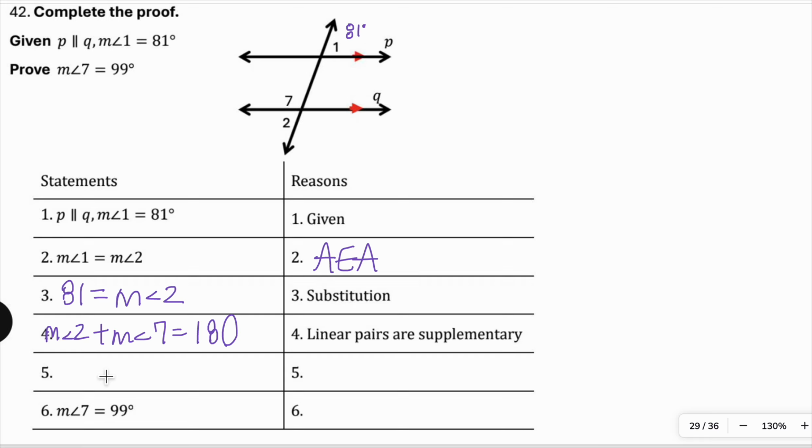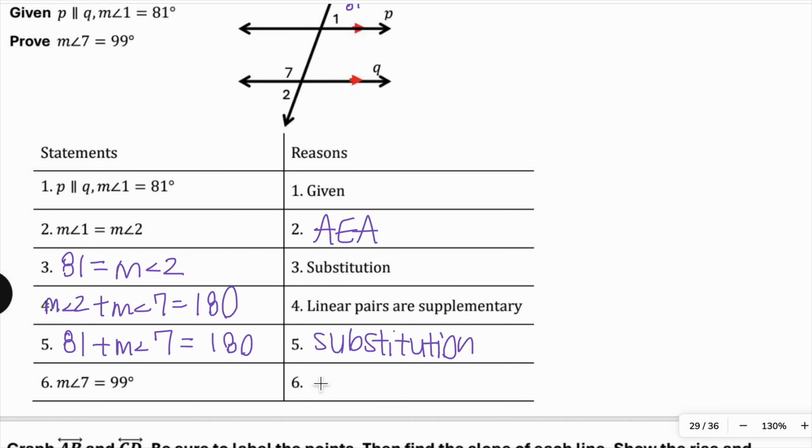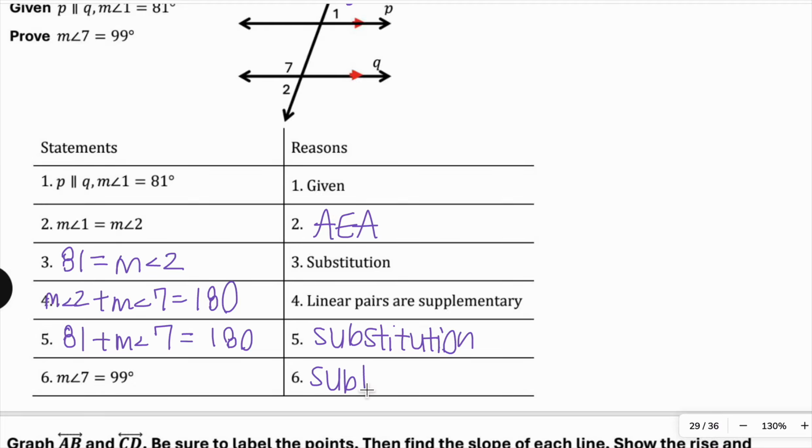And then we're trying to make sure that angle 7 is equal to 99. So let's go ahead and say 81 plus the measure of angle 7 is equal to 180. And we did substitution again. And then we said measure of angle 7 is 99 degrees, so we probably use subtraction there.